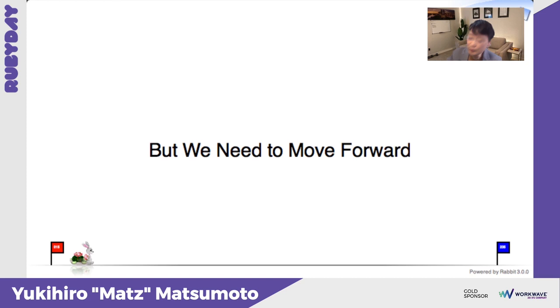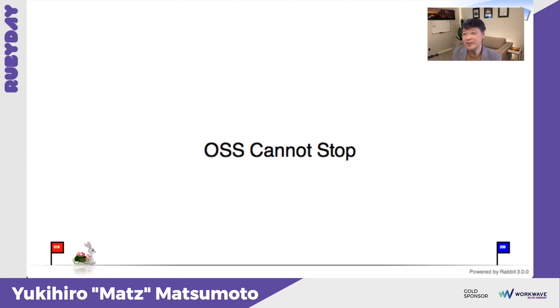Because we are an open source community, the community members have no obligation and are not forced to use Ruby. They use Ruby spontaneously, because they love Ruby. But once they get bored, they're just gone. They go to any other programming language or community or tools. If we stop moving forward, if we stop progressing, we will die as a community. That's the fate of open source software.